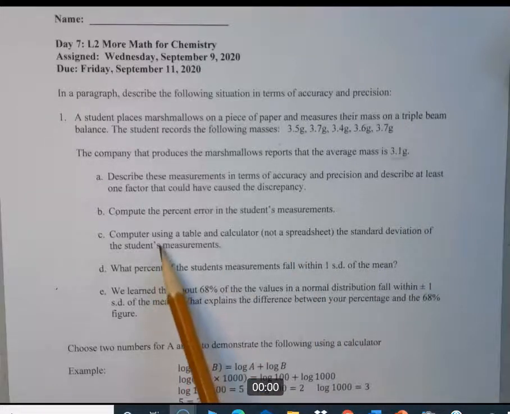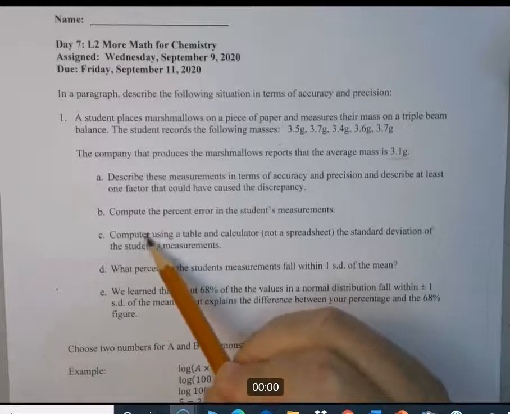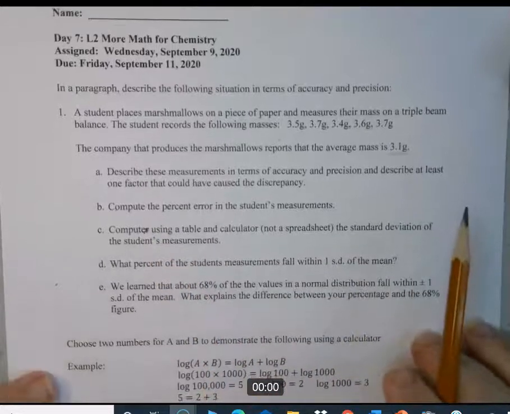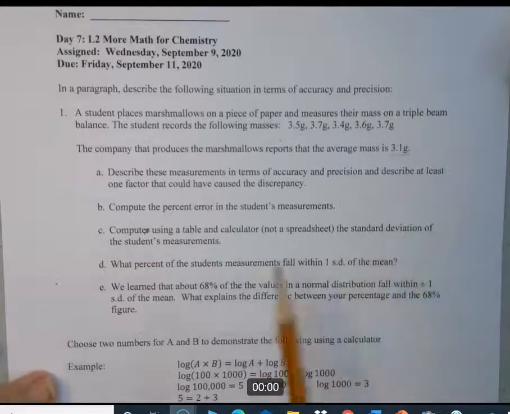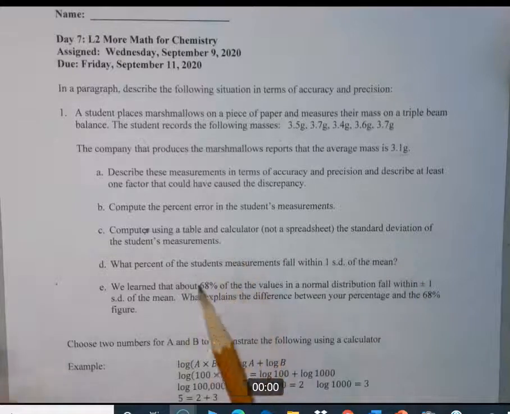C, compute, using a table and calculator, not a spreadsheet, the standard deviation of the student's measurements. You're never going to do this on the AP. I want you to do it one time to practice it so you understand how a standard deviation is computed. You can do it in Excel or Sheets, Google Sheets, but I want you to just do it by hand. It's just a simple table with 4 columns and 5 rows, and just go ahead and do that.